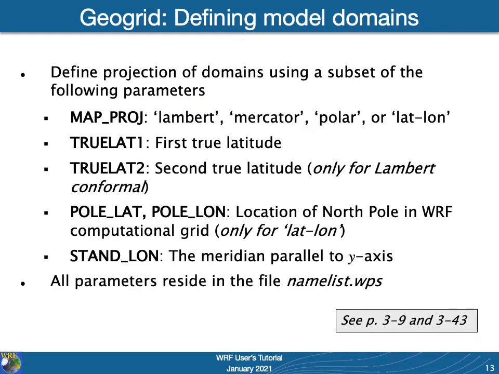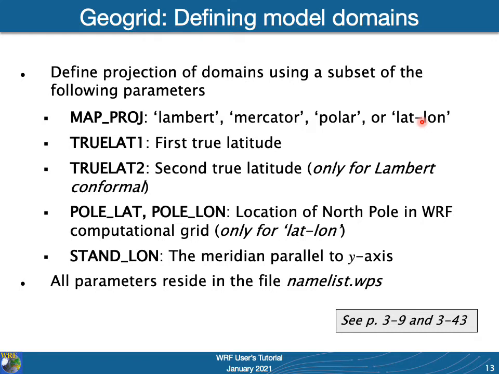So in describing a map projection to be used for our ARW simulation domain, there are a set of parameters that we need to define in the Geogrid program. And the first of these is called map_proj, and this is a character string that indicates which projection we intend to use. So one option is to set this parameter to lambert to indicate a Lambert conformal projection, mercator to indicate a Mercator projection, polar for polar stereographic, or lat-lon to indicate a regular latitude-longitude projection.